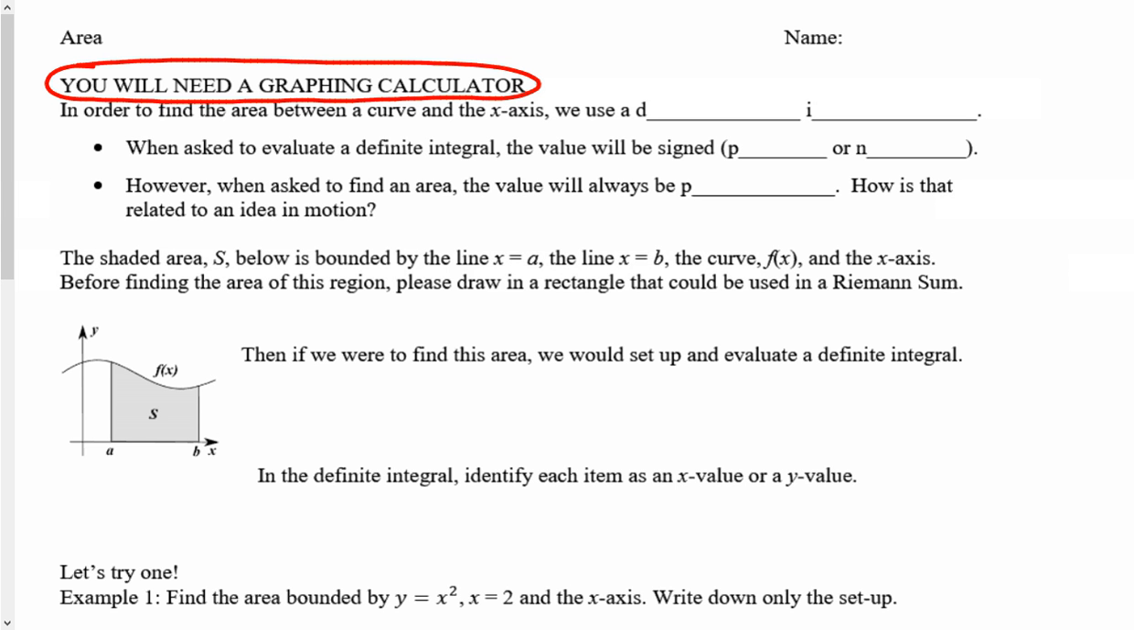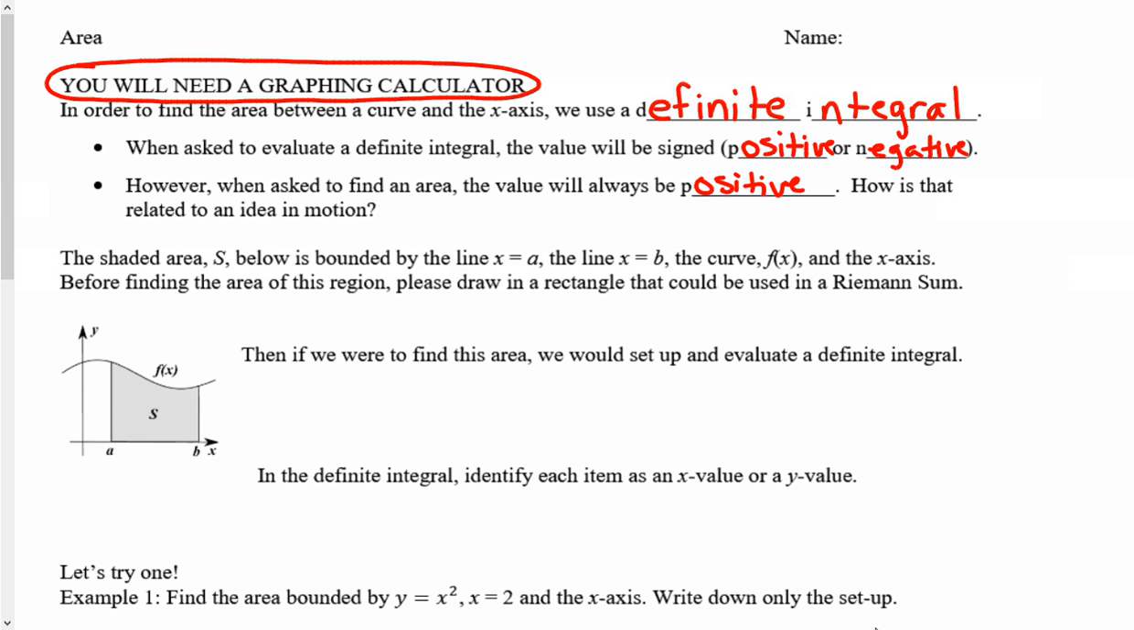Now, in order to find the area between a curve and the x-axis, we're going to use a definite integral. So we already know how to find a definite integral. We already have discussed the idea of area between the x-axis and the curve, and now we're just putting the two together. So when we're asked to evaluate a definite integral, the value will be signed, meaning it will either be positive or it will be negative, as opposed to when you are asked to find an area, the value will always be positive.